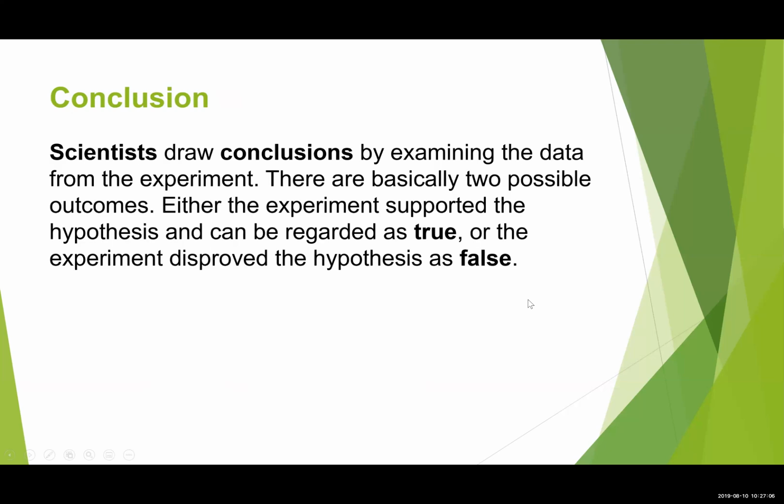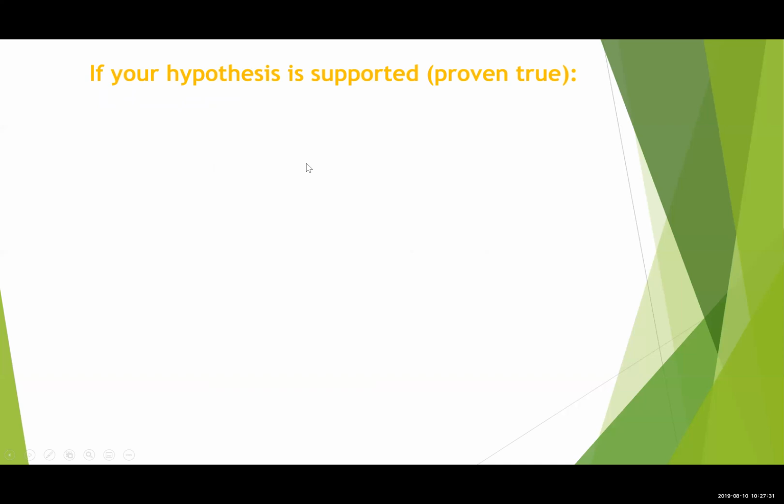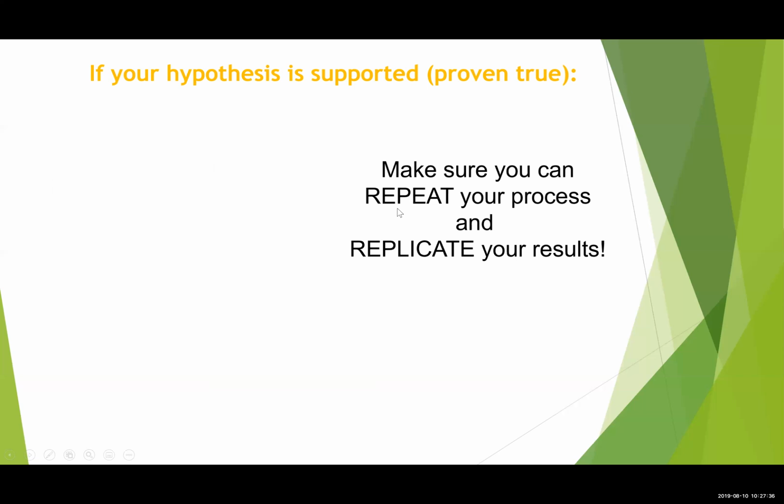So conclusion. Scientists draw conclusions by examining the data from their experiment. There are basically two possible outcomes. Either the experiment supported the hypothesis and it can be regarded as true or supported, basically, or the experiment disproved a hypothesis and the hypothesis is unsupported or false, right? And if your hypothesis is supported or proven true is what we were thinking about before, but this means it's supported, make sure you can repeat your process and replicate your results.